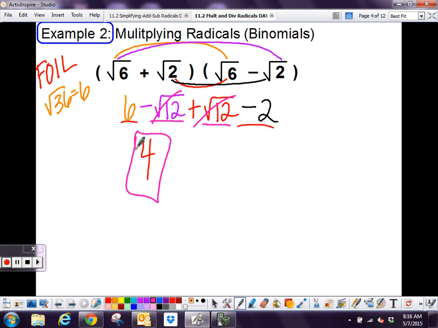But again, you can check this. Type that whole thing in your calculator from the very beginning, and it's going to tell you that it's 4. Okay, this just happened to come out as a nice answer. It's not always going to come out that way.